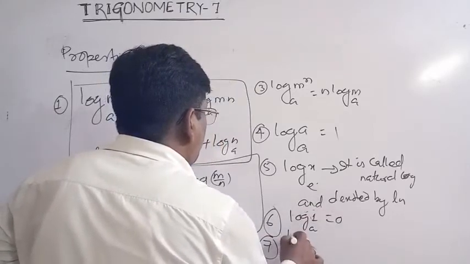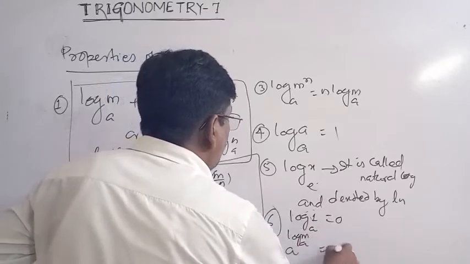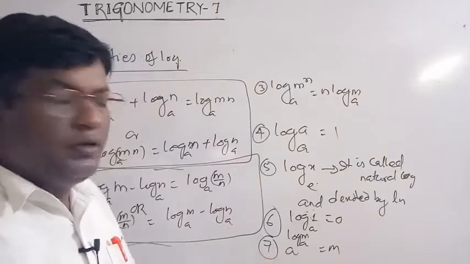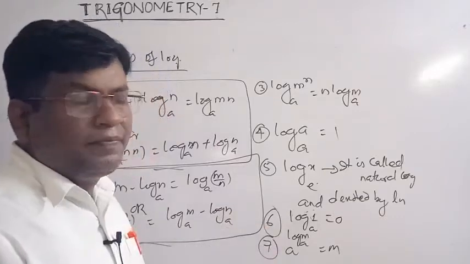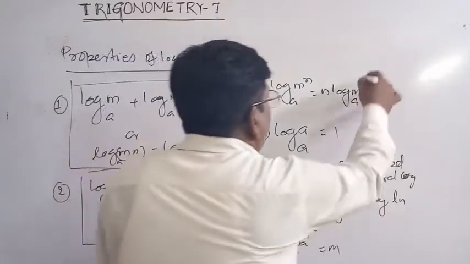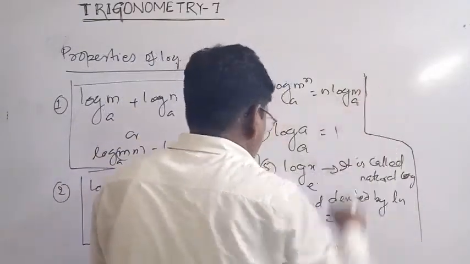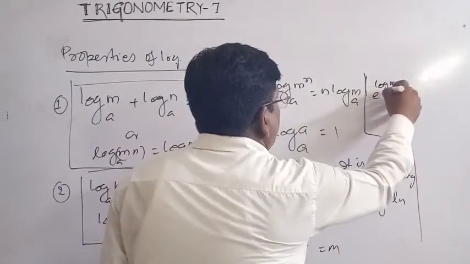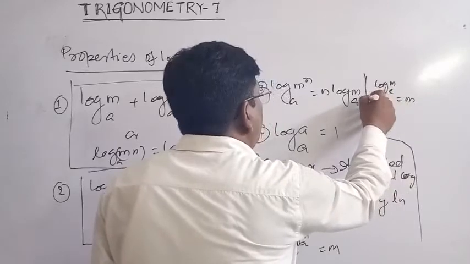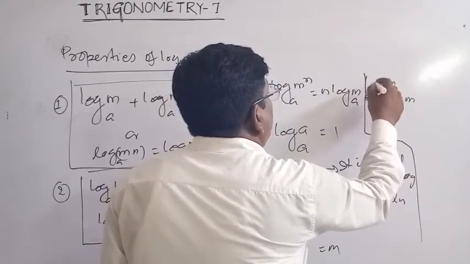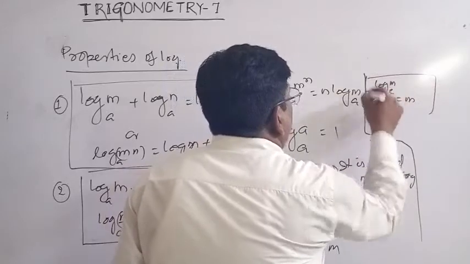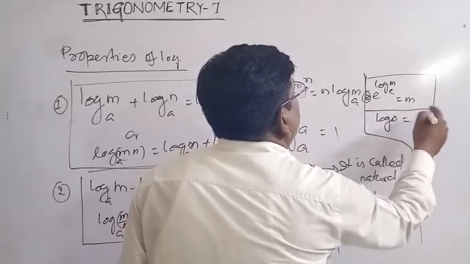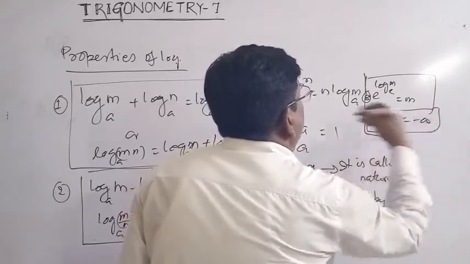Property 7, a to the power log m to the base a is equal to m. These are the properties, and we have to remember this. So again, log 1 is equal to 0, right? e to the power log m base e is equal to what? m. This is property number 8. Okay, log 0 is equal to minus infinity.